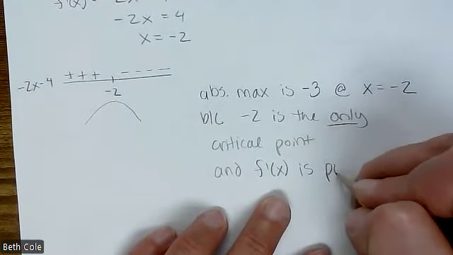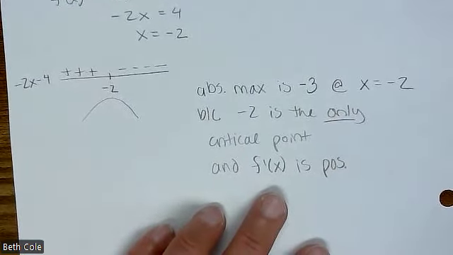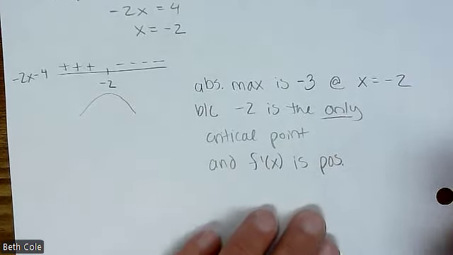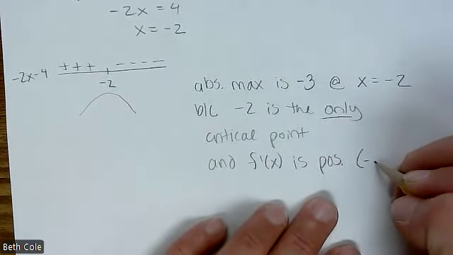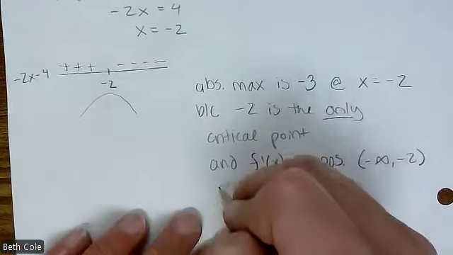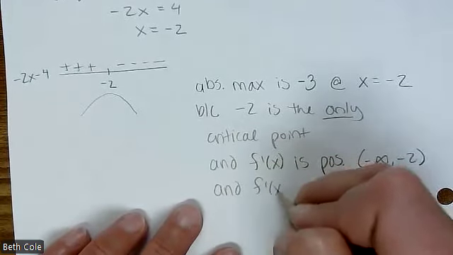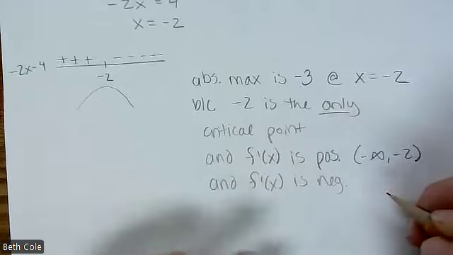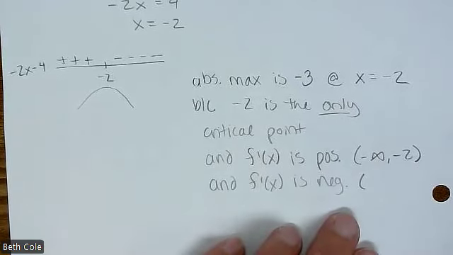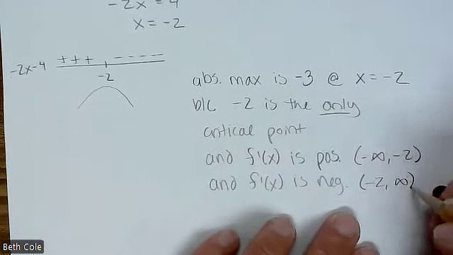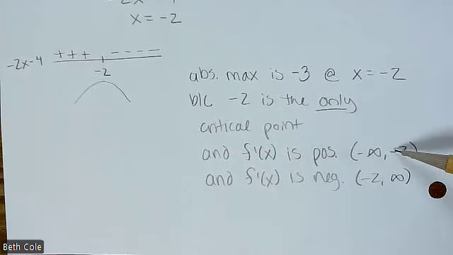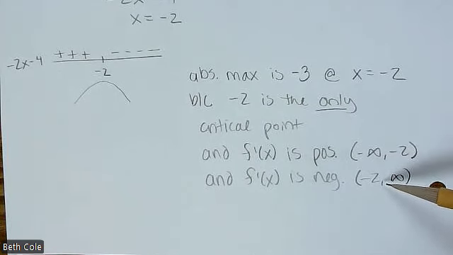F prime is positive where? We made a number line. Just on what interval is F prime positive? -2. And F prime is negative where? And so by doing this, do you see how we showed that we thought about the entire number line, negative infinity to positive infinity? That's how you justify that.